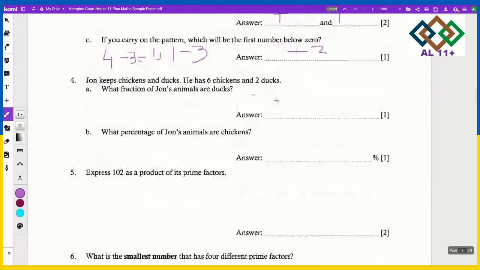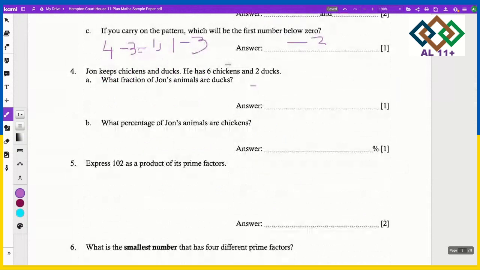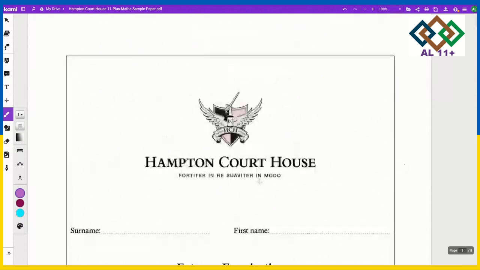So now we are on number 4. Number 4, they are saying John keeps chickens and ducks. He has 6 chickens and 2 ducks. What fraction of John's animals are ducks? 6 chickens and 2 ducks, we add them up is 8. And if I want to simplify that a little more, it'll be 1/4. And the next one is what percentage of John's animals are chickens? You do 6 by 8 multiplied by 100. That will be 75%.